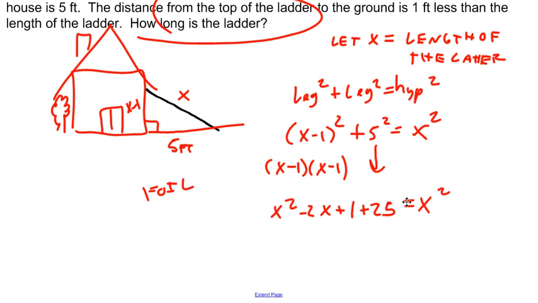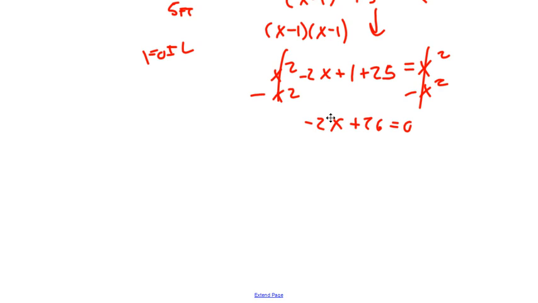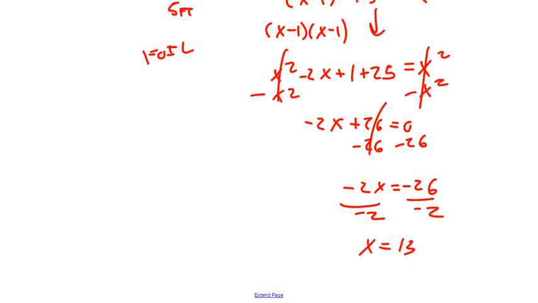Our goal is to solve for x, right? So let's do a few things here. First, I'm going to subtract x squared from both sides, because the x squared terms are going to eliminate. They're going to cross out. So now I'm left with negative 2x plus 26 equals 0. That's 1 plus 25. We're trying to solve for x, right? Get x all by itself. So let's subtract 26 from both sides. So negative 2x equals negative 26. Divide both sides by negative 2, and we get x equals 13.